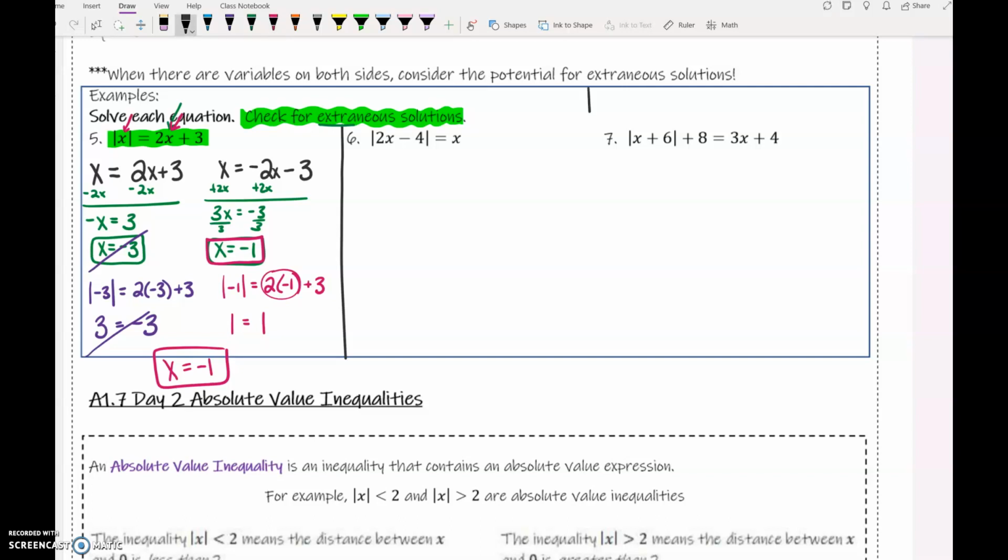Let's skip over to number 7. I feel like if we can do number 7, we can do anything. So number 7, first thing we need to do is subtract 8 on both sides. We need to get the absolute value by themselves. So we have absolute value of x plus 6 equals 3x minus 4.